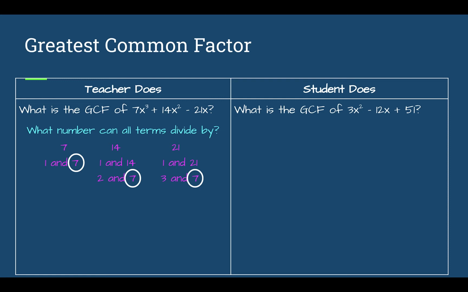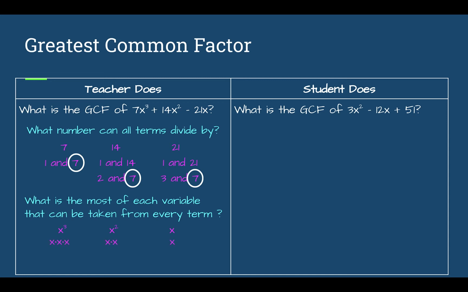As a side note, if there is not a common factor other than 1, then 1 is your greatest common factor. Now we're going to do the same thing with our variables. So what is the most of each variable that can be taken from every term? So here I'm only going to deal with the variables. I have x to the third, x to the second, and x.